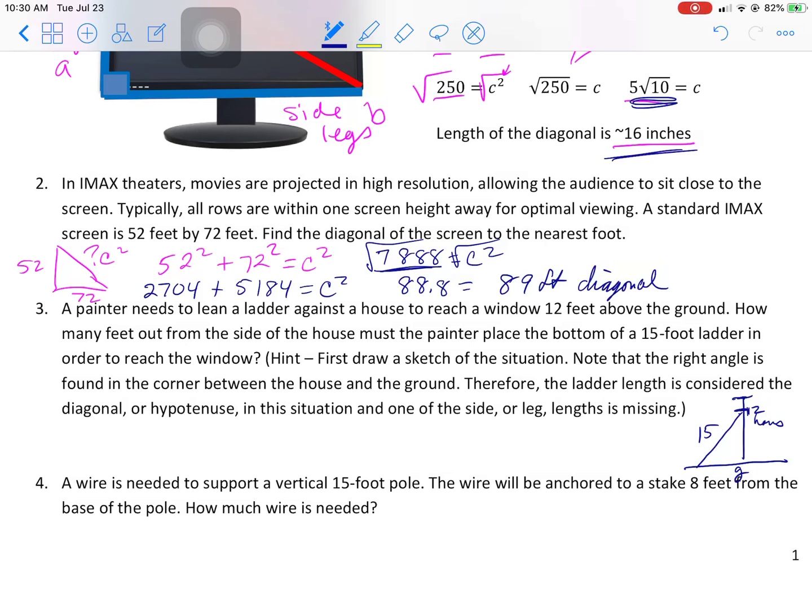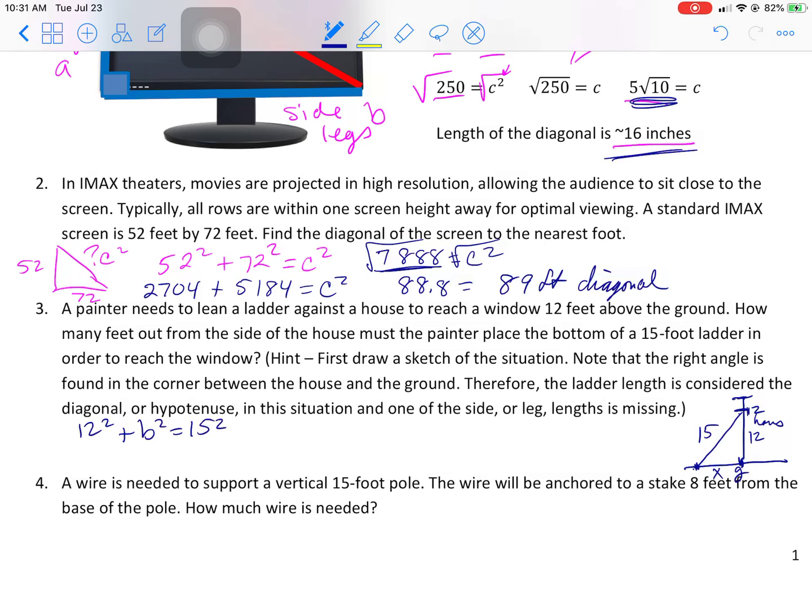That means we don't know. You can use an X if you want to, for what I don't know. Since the window is 12 feet up, this side is 12 feet. And the ladder is 15 feet. And where the bottom goes out, from here to here, is what I don't know. So that's either A or B, your choice. Apparently I picked B on the key.